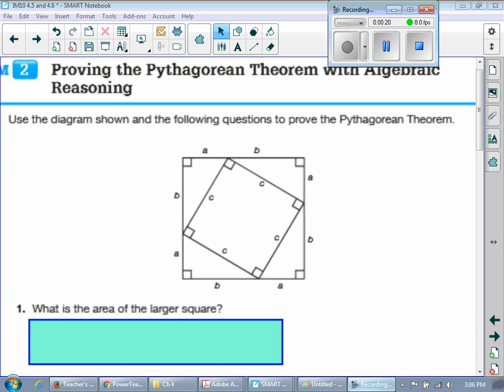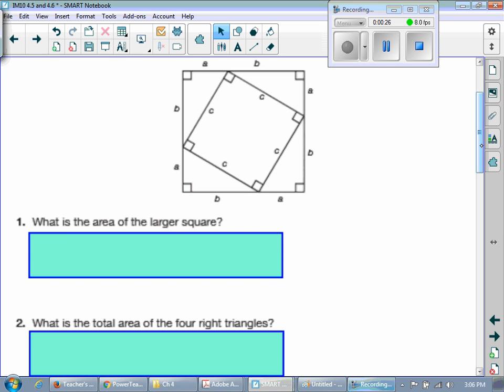So it says use the diagram shown and the following questions to prove the Pythagorean theorem. So we're going to use that diagram there. The questions are going to guide us through this proof. So this is kind of like an outline of your proof. It's not an actual proof, but it's more of an outline if we were to set this up to solve as a proof. Okay, so it says number 1, what is the area of the larger square?